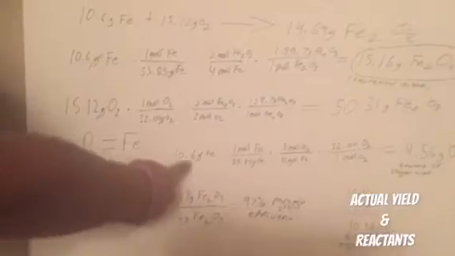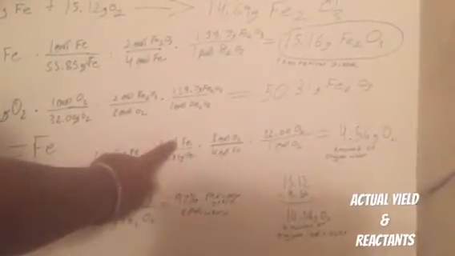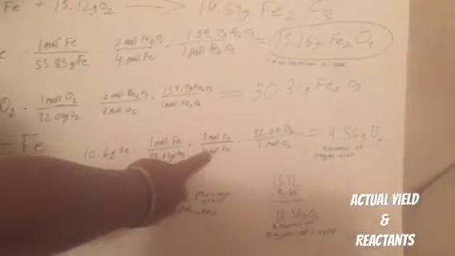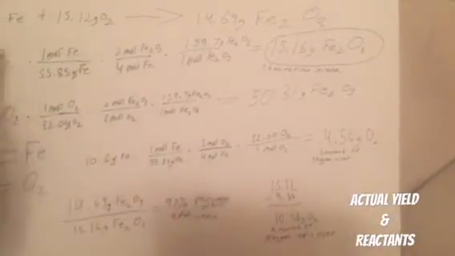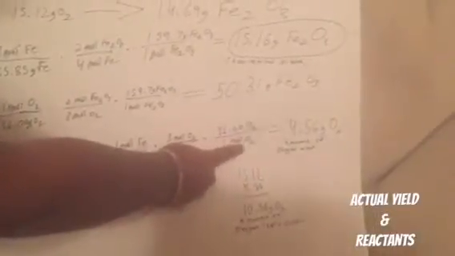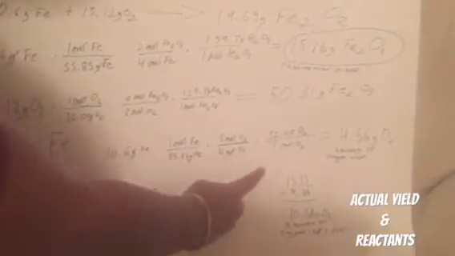So you'll have to take 10.6 grams of iron and place the molar mass of iron, 55.85 grams, under 1 mole. Then you will set up the mole ratio between iron and O2. You will use the coefficients again, 4 and 3. And then you will set up 1 mole of O2 into the molar mass of O2. You will multiply across and on the bottom. Then you will divide and you'll end up with 4.56 grams of O2.